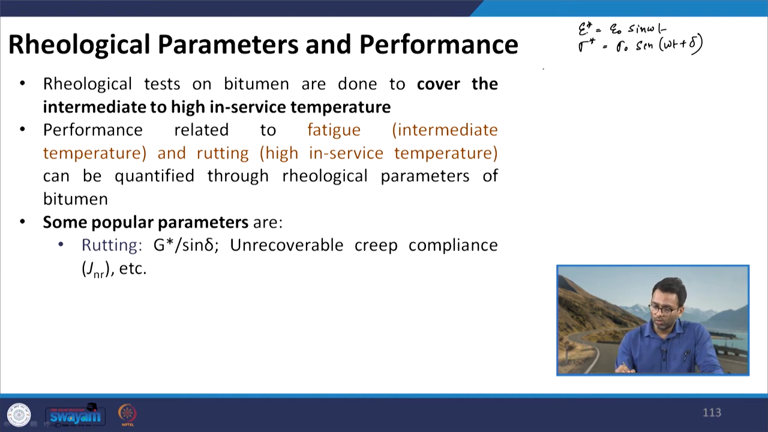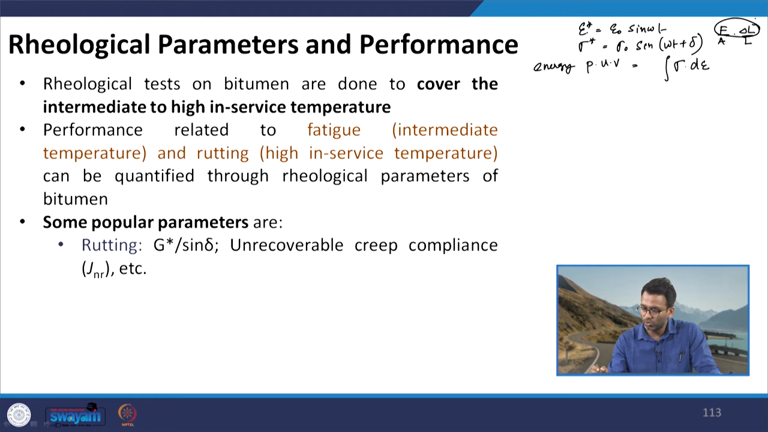So, we are trying to look here at the energy per unit volume, and this can be written as sigma d epsilon. I hope you understand why this can be written as sigma d epsilon, because sigma d epsilon is nothing but force upon area into change in length by original length. So, here in the numerator this is energy, here this is volume, so this is energy per unit volume. And since this is an oscillatory test, we have omega is equal to 2 pi f, so omega is equal to 2 pi by t.